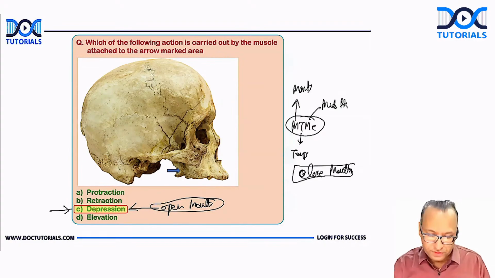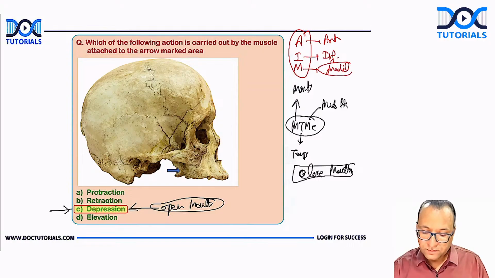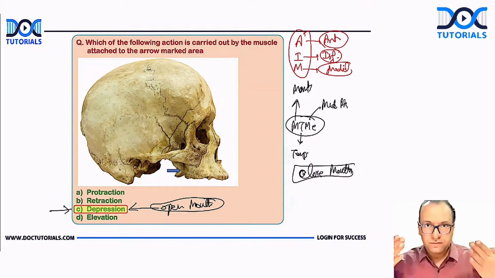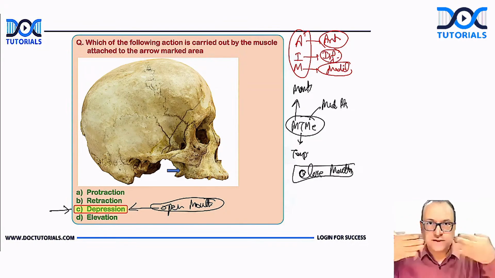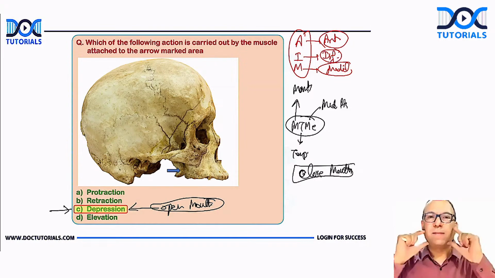Yes, and of course, if you want the other actions, you can remember it will aim the mandible. Aim the mandible means it'll take the mandible anterior, inferior, and medial. That is why the two lateral pterygoids balance each other, because they pull the mandible medially. It will protrude the mandible, depress the mandible, and aim the mandible anterior, inferior, and medial.